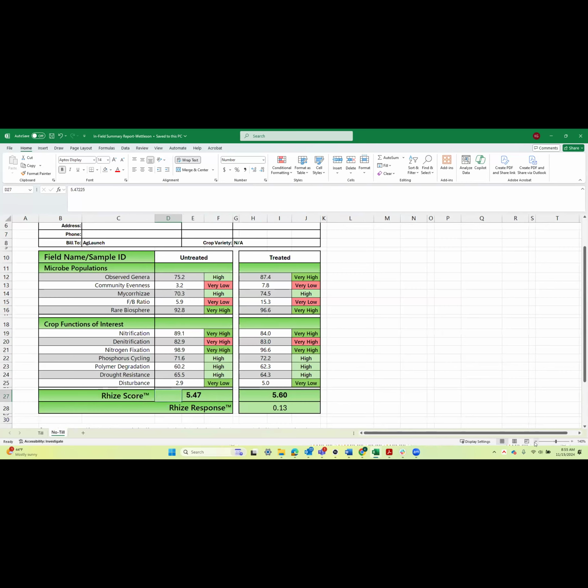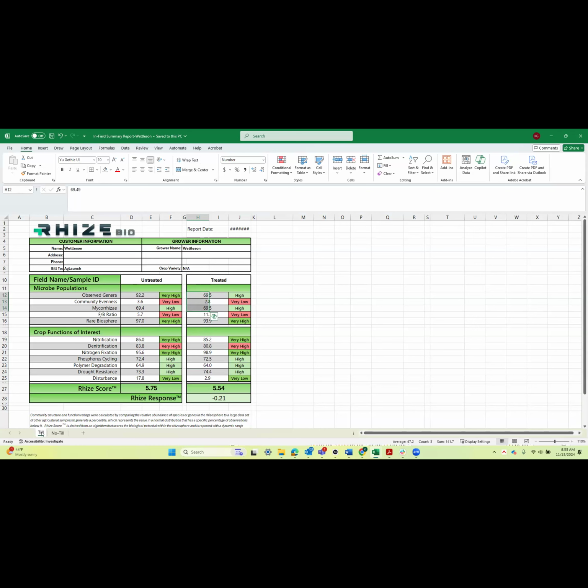The treated is the tilled versus untilled? So we had two soils. We had a till and a no-till soil, and so we ran the treated and untreated on both of them to see how each one would respond to the treatment.